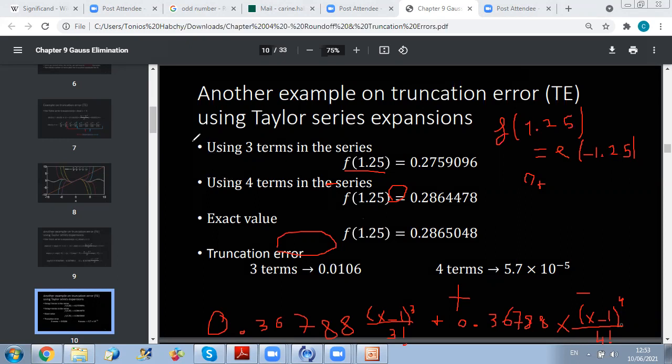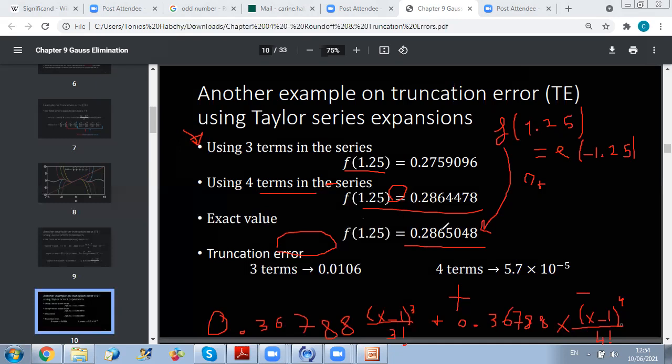So if you are using 3 terms in the series, f of 1.25 will give you 0.2759096. And if you use 4 terms, the value obtained will be 0.2864478. Now, using the calculator or a high precision equipment, you can see that nearly the exact value is 0.2865048. So now you can compare. Okay, you can find what is the induced error.